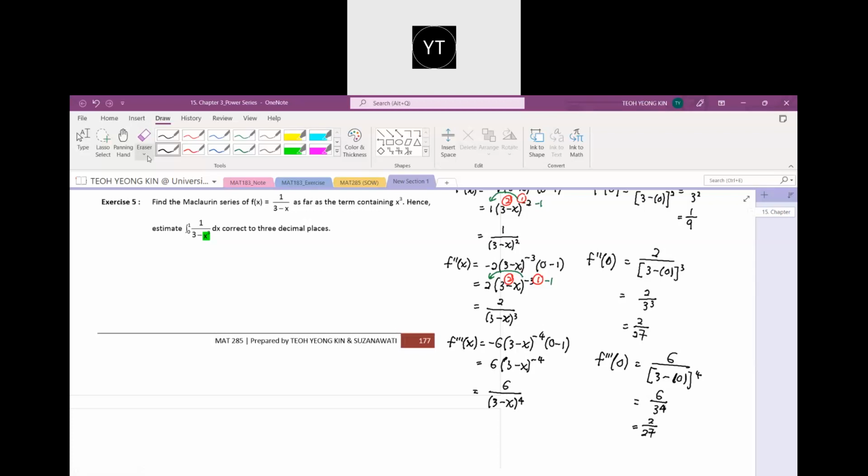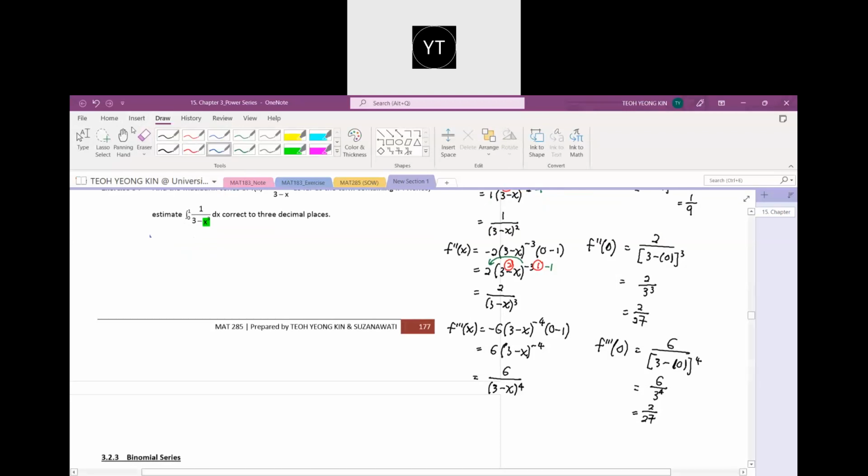Before that, this is not 3 to the 4, this is 3 to the power of 4. So 3 to the power of 4 is 81. 6 over 81 is 2 over 27. So here comes the Maclaurin series. What is the Maclaurin series? Here f(x) is equal to f(0) plus f prime 0. Sorry, let's say again, f(0).